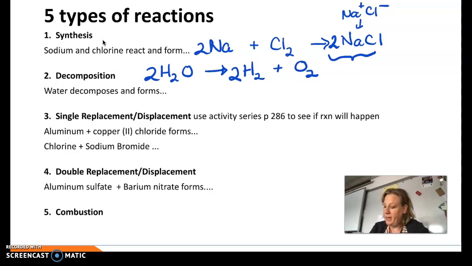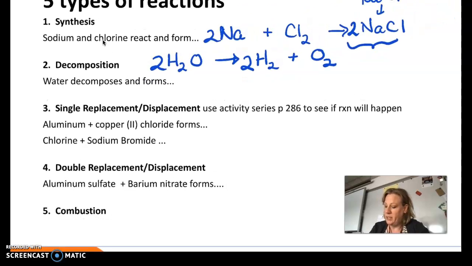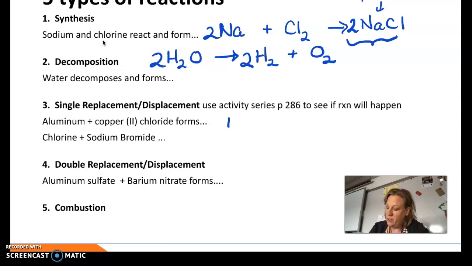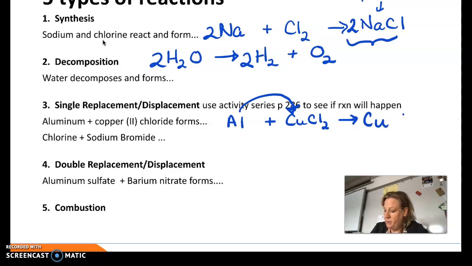Single replacement reactions, we're going to talk about these in more detail. I'll just do one with you. So aluminum plus copper 2 chloride. We're going to be using the activity series, so assuming this reaction does happen, the aluminum would have to be more reactive than the copper. If it happens, then the copper will be kicked out and the aluminum will go with the chlorine.